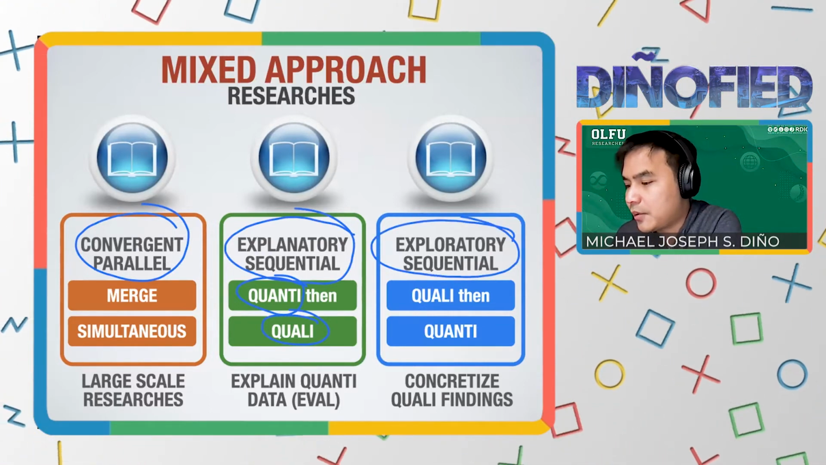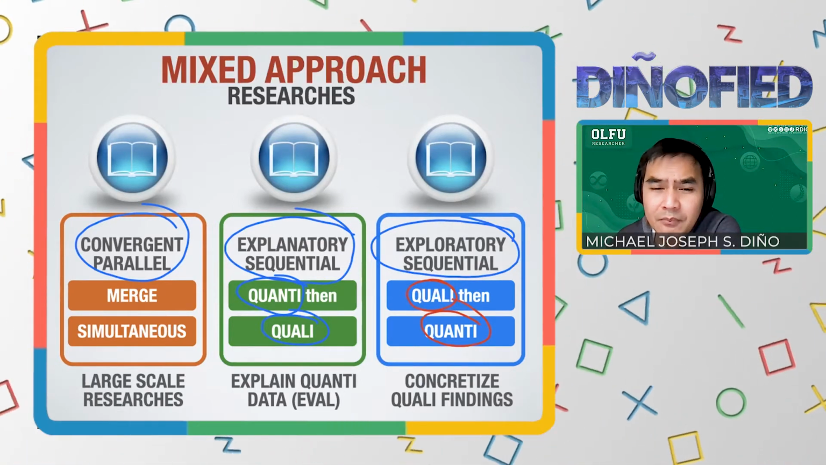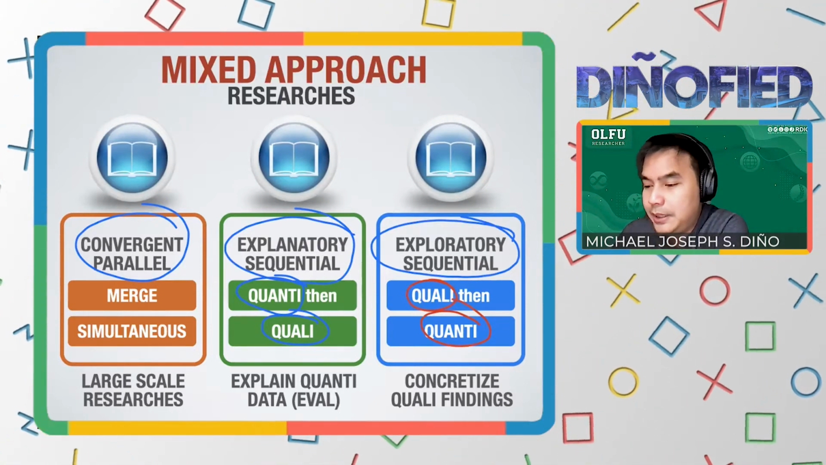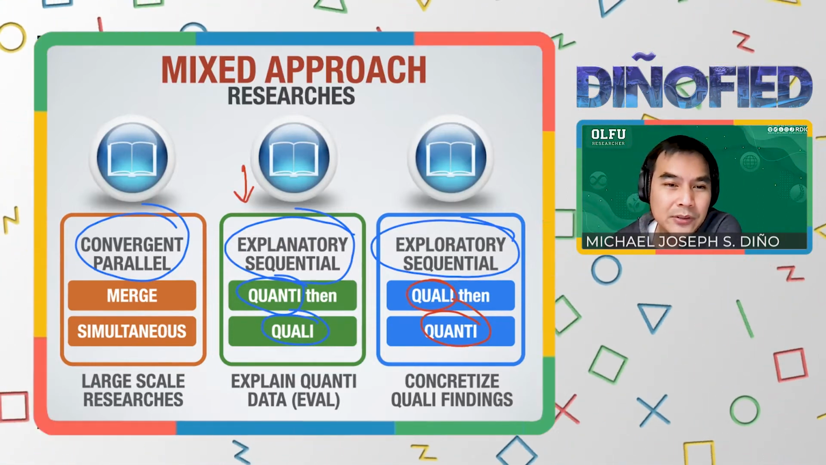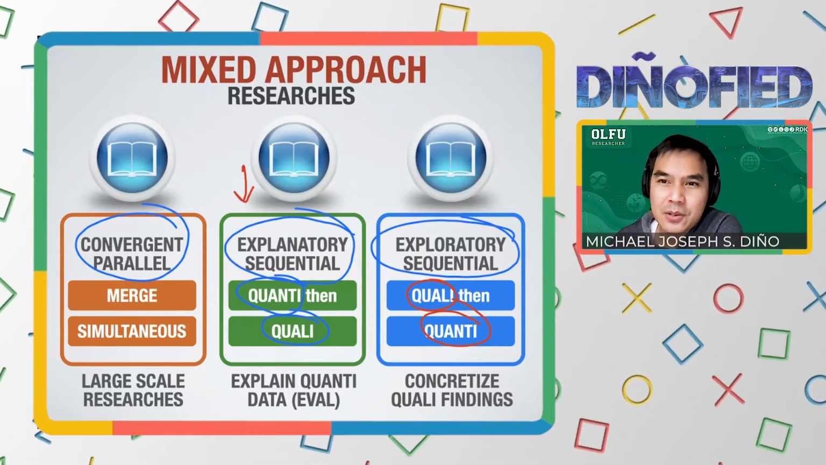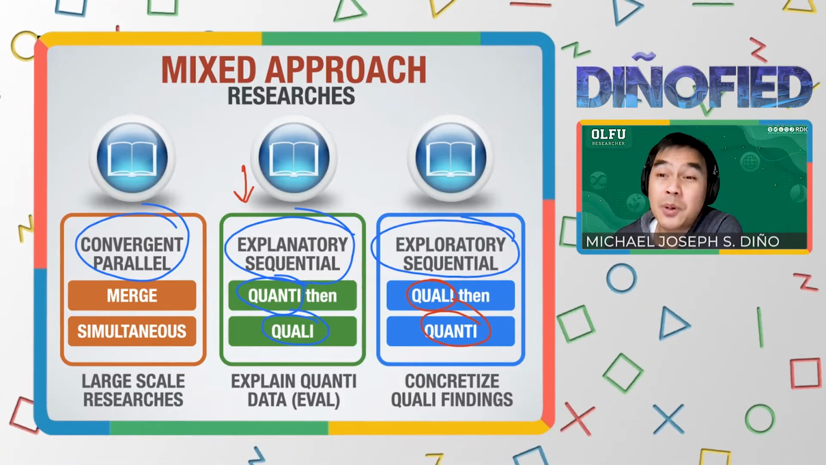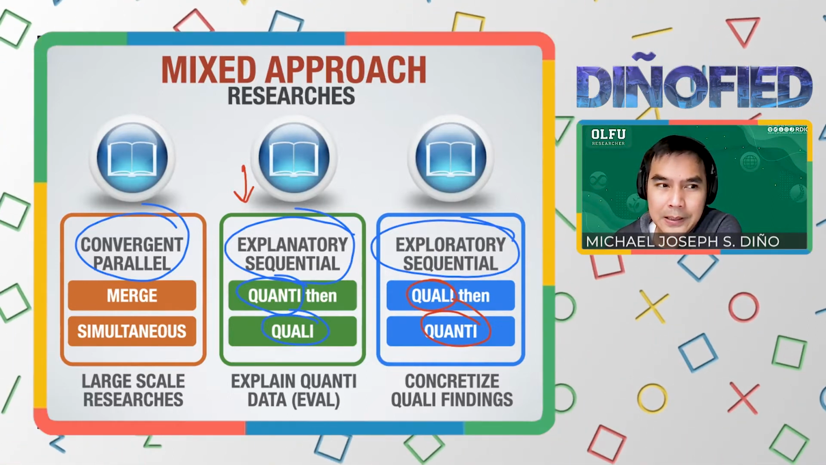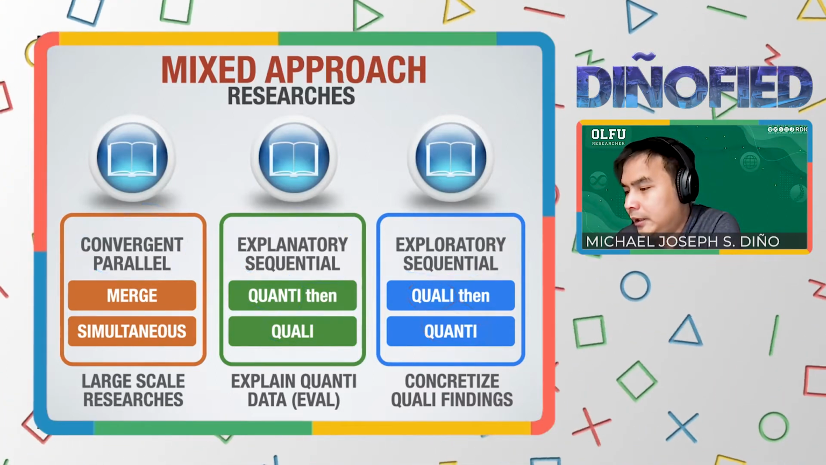When we say exploratory sequential, we start first with qualitative research, followed by quantitative research. So what you're going to do would be the explanatory sequential type of research. You're going to do first a quantitative research, and once we analyze the results and see some patterns, we're going to identify some of the respondents from your quantitative research to serve as the interviewees on the qualitative component of your research.